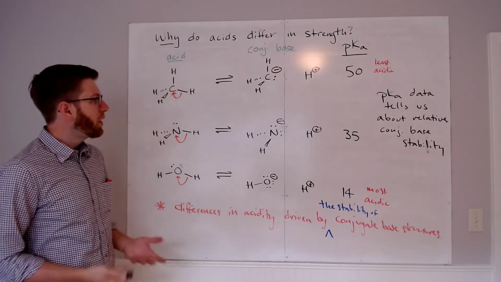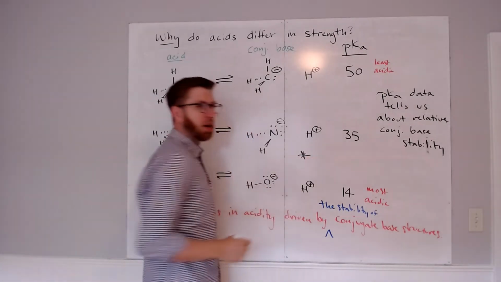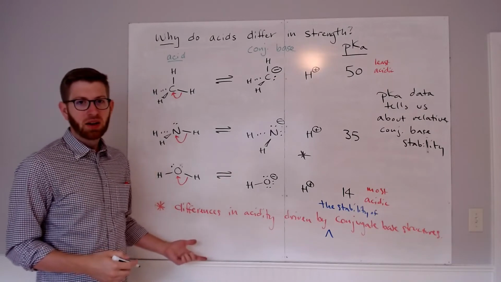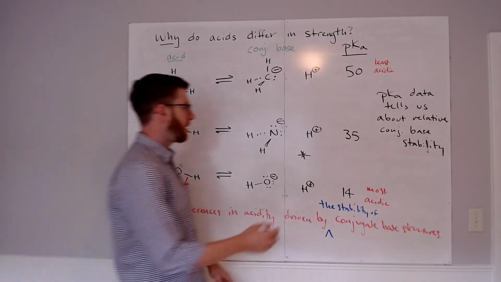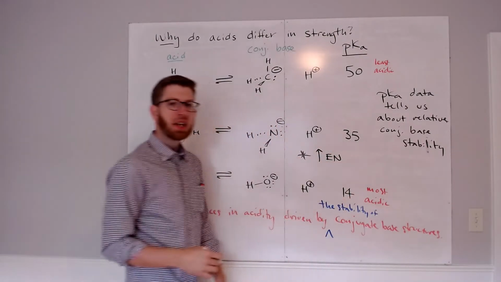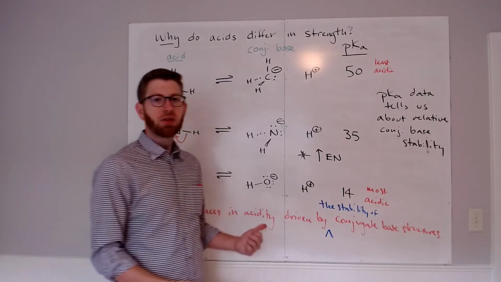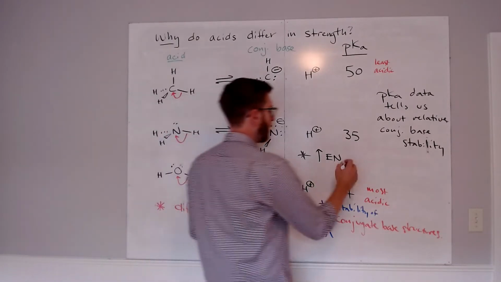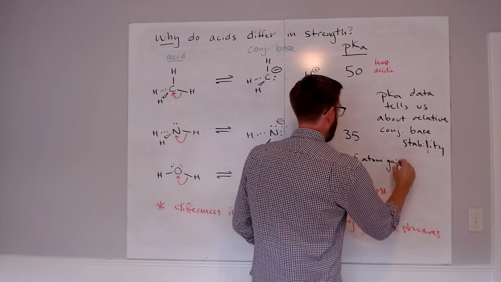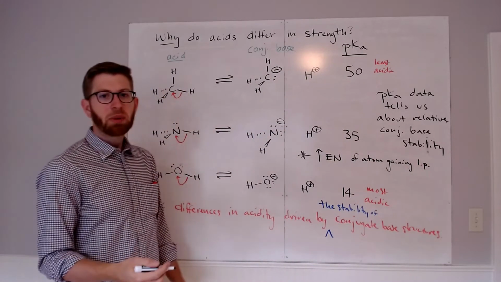So one thing that we could say here is that the more electronegative the element that's gaining a lone pair, the more stabilized the conjugate base. I'm going to abbreviate electronegativity as EN, hopefully that's okay, electronegativity is a long word. So as we increase electronegativity of the atom gaining the lone pair, the conjugate base stability goes up.